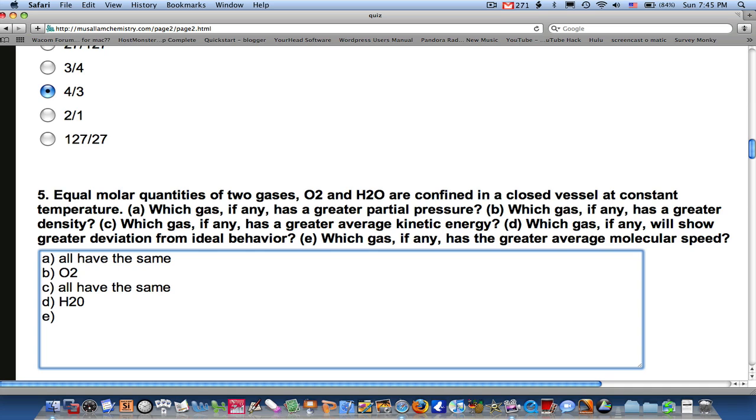And for E, which gas, if any, has the greater average molecular speed? Okay, speed at a constant temperature is related only to molar mass. O2 is 32, H2O is 18, so it's H2O.